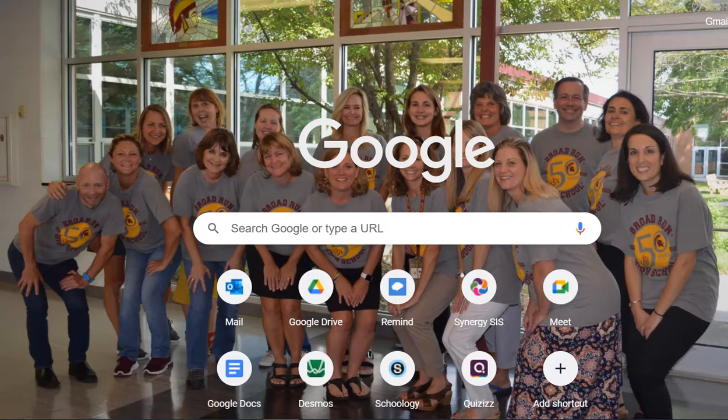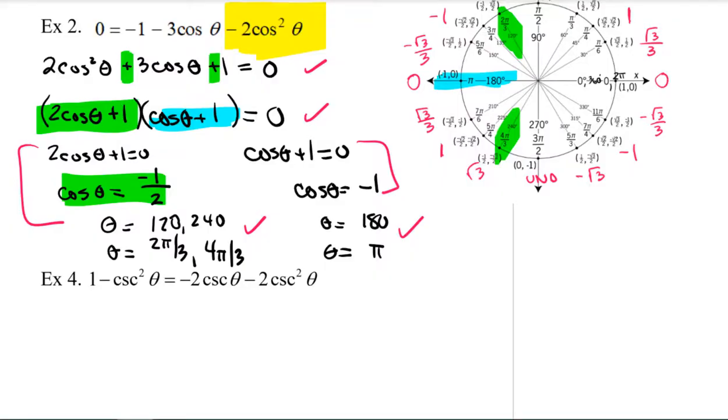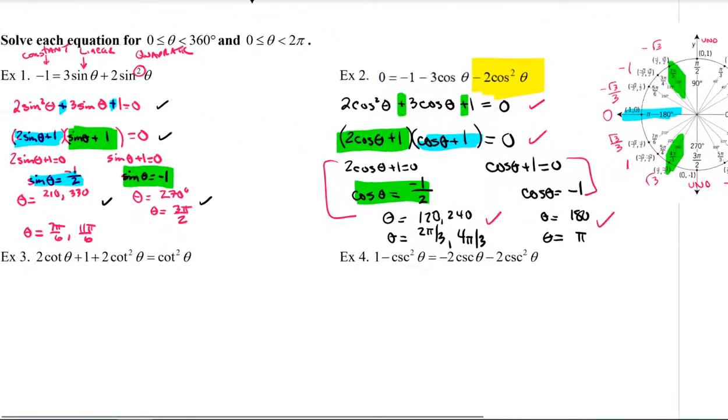So let's go ahead and take a really good close look at this one. But before we do that, let's review examples 1 and 2.